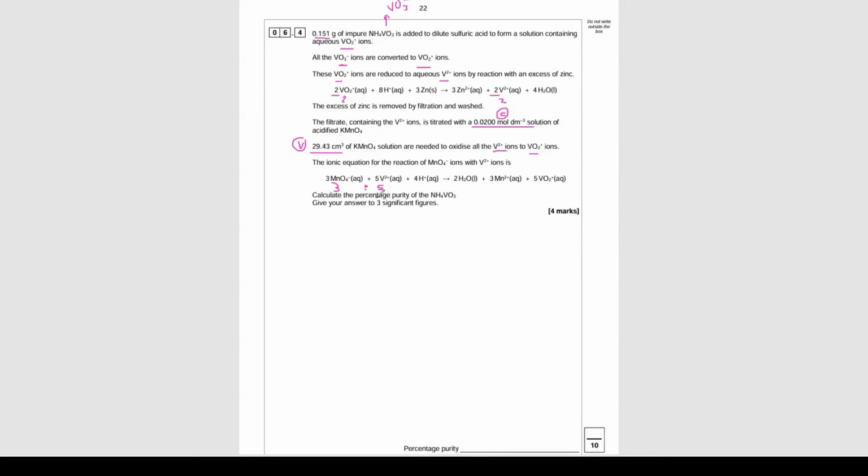Calculate the percentage purity of the ammonium, well, the NH4VO3, because I can't work out what it's called. Give your answer to 3 significant figures. Guys, I'm going to say, pause the video, get your pen, get your paper, get your calculator, have a go at this one. All right, I'm going to go through the answers.